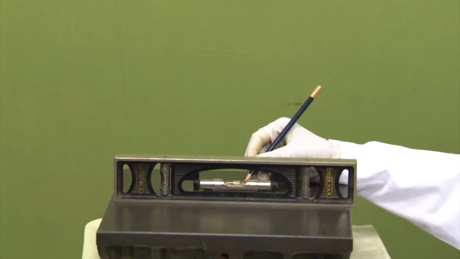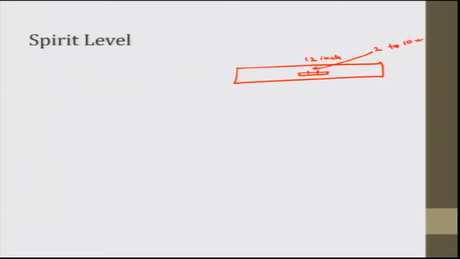These markings are generally from 2 to 10 mm. Now the vial is not a straight cylinder like this. There are markings here and there is a bubble here. If it were a straight cylinder and it tilts, the bubble wouldn't find a space to stay here. It would just keep on moving here and there. So the shape of the vial is something like this, a kind of oval shape, and the bubble would always try to find the stable space.